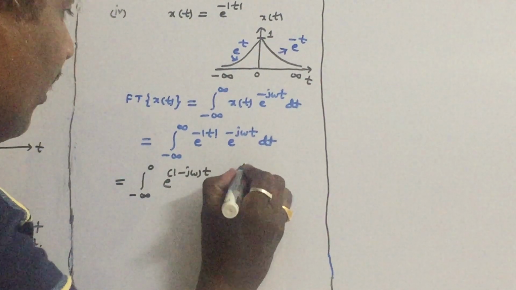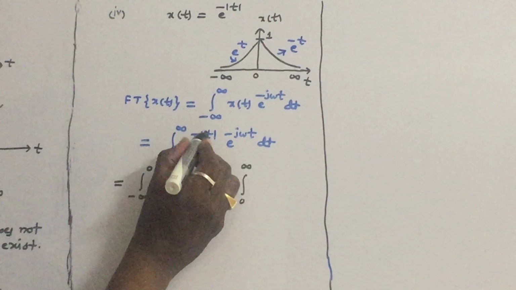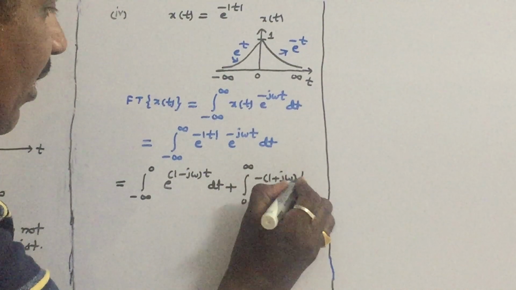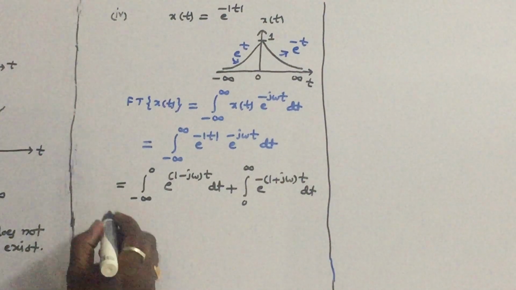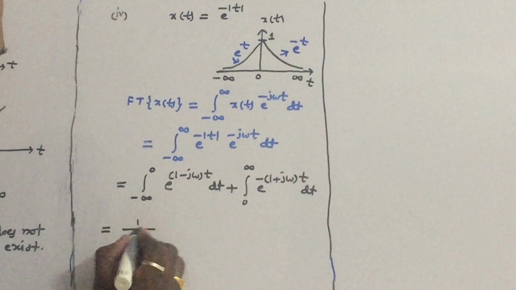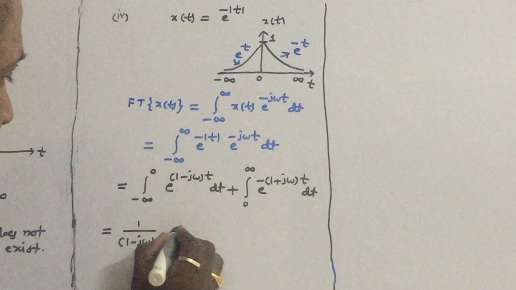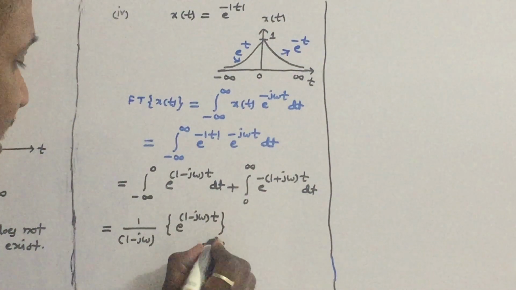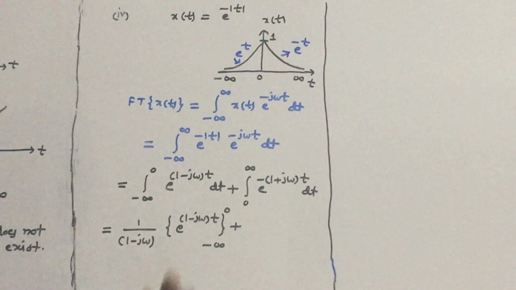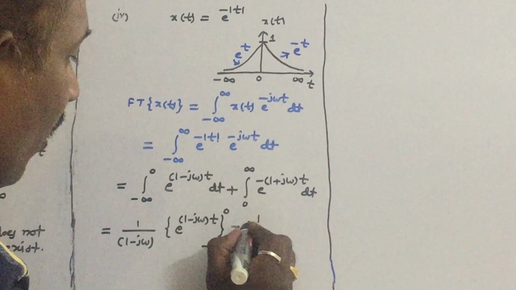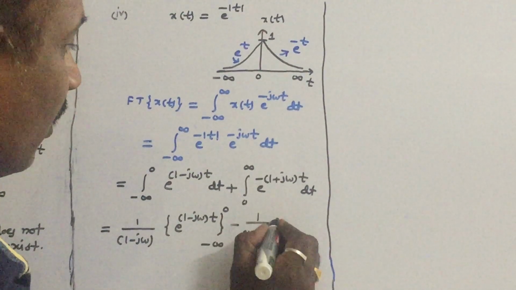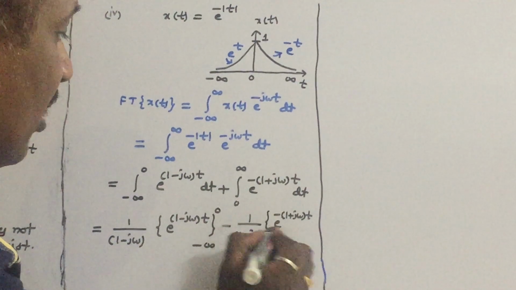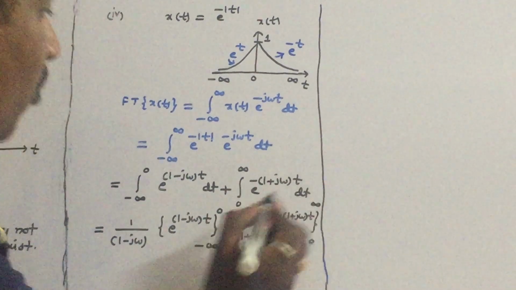integral from 0 to infinity. In this interval, positive mod t is t, so minus, minus: if you take minus as common, it will become e power of minus 1 plus j omega t into dt. Just to simplify this, what is the integral of this? 1 by 1 minus j omega into e power of 1 minus j omega t, substituting the limits minus infinity to 0, plus minus 1 by 1 plus j omega e power of minus 1 plus j omega t, substituting the limits 0 to infinity.